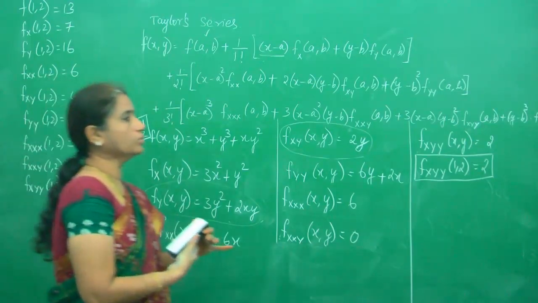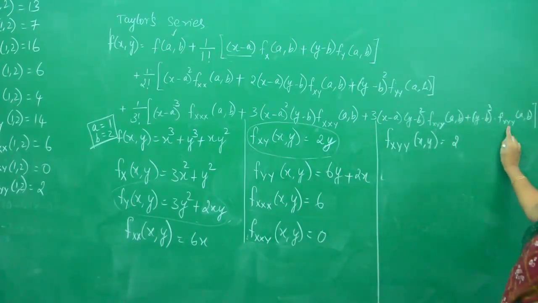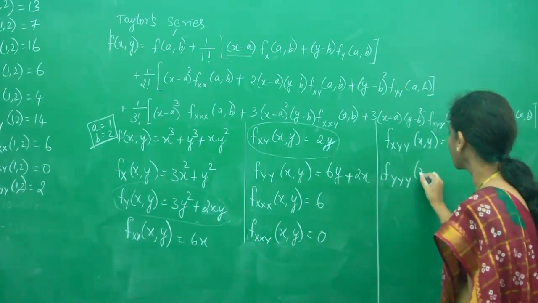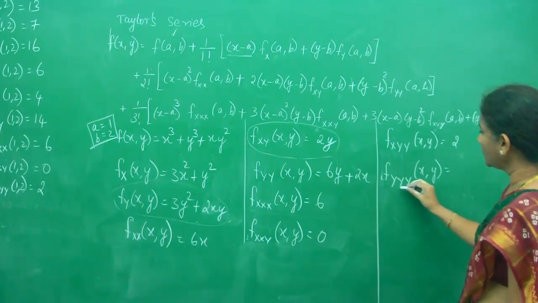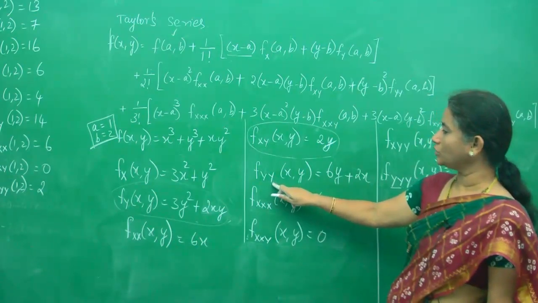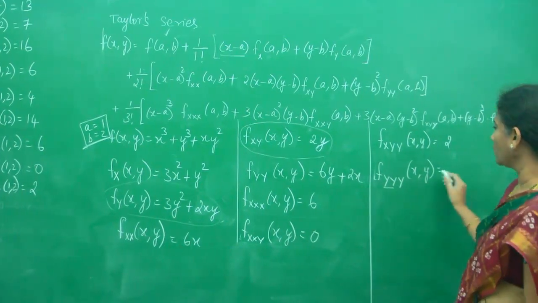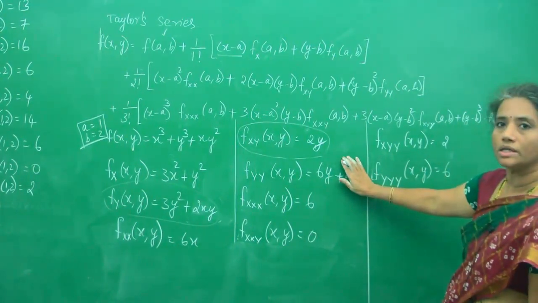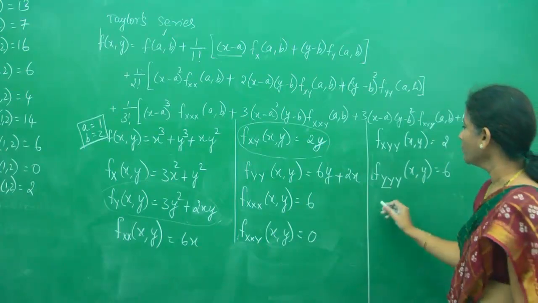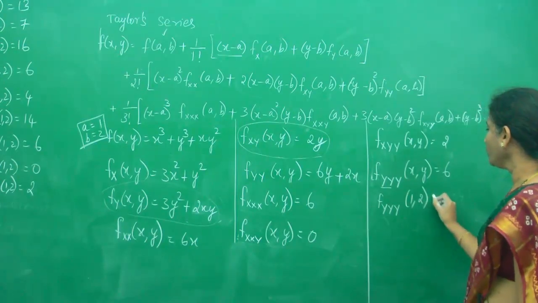Now, the last one, I need to calculate f triple y of a comma b. So f triple y of x comma y, let me do first, and for that I should go and search where is yy. Okay, fyy is here. I should differentiate this with respect to y partially. So when I differentiate this with respect to y, I'll get 6, because 2x is a constant, and the derivative of 6y is 6. So f triple y of 1, 2 is 6.